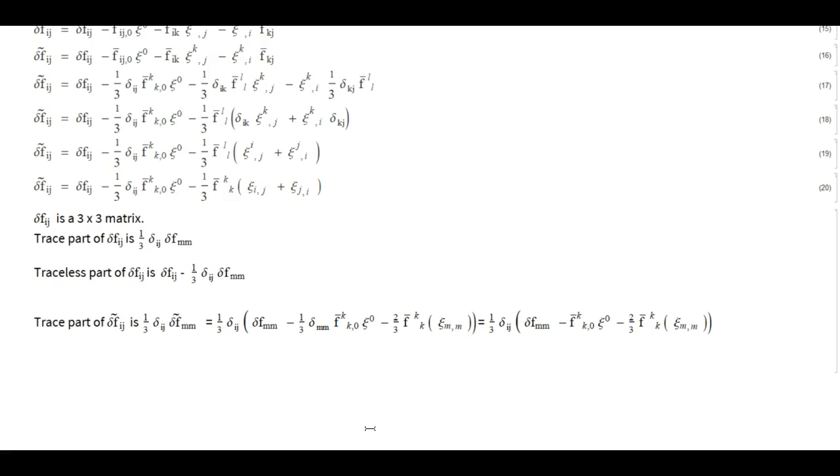delta Fij tilde. Now, what is the traceless part of delta Fij tilde? Traceless part of delta Fij tilde is this. Need to replace delta Fij with delta Fij tilde here, and this is this. Okay, this is the traceless part of delta Fij tilde.